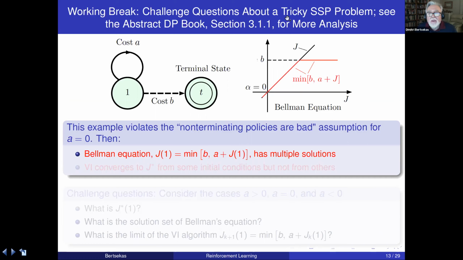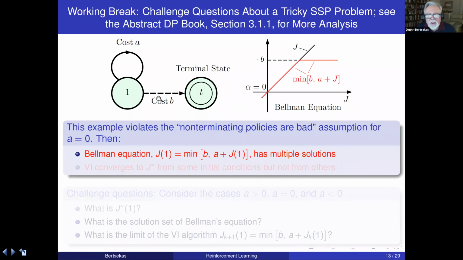Here is a tricky stochastic shortest path problem, actually a deterministic problem. And it's the simplest deterministic problem that you'll ever find. One of the simplest problems in optimization, actually. Here's the problem. You have one state plus the terminal state, and you have two actions. This action keeps you in the same state and costs A. This action leads you to the terminal state and costs B. So there's only one decision to make.